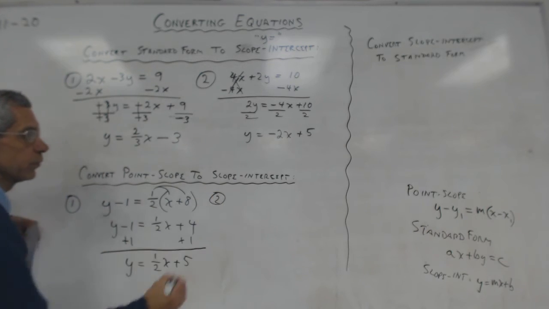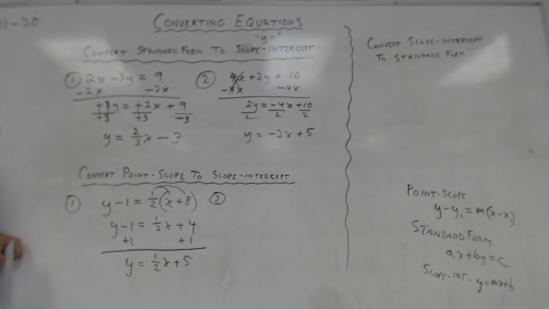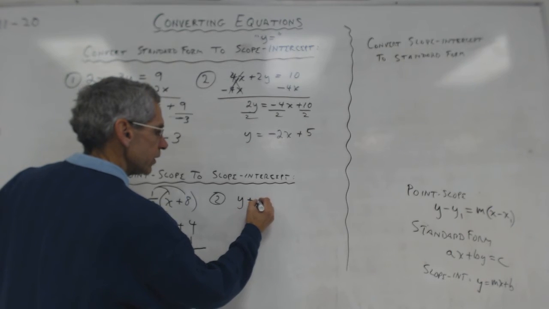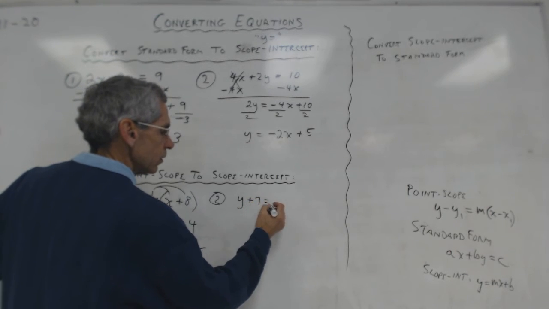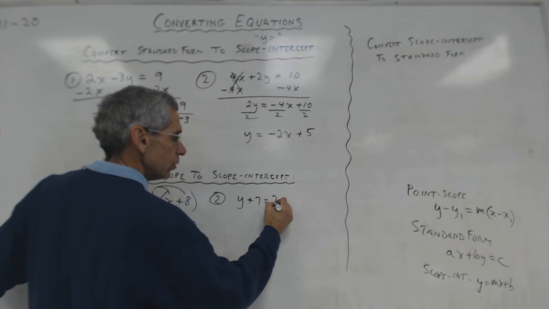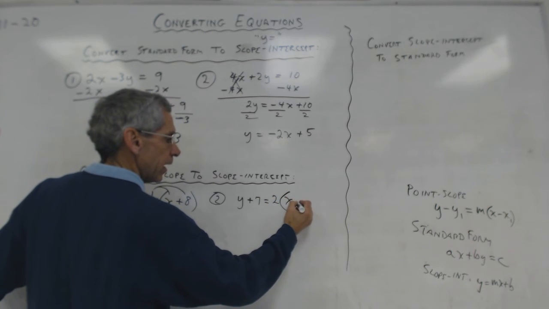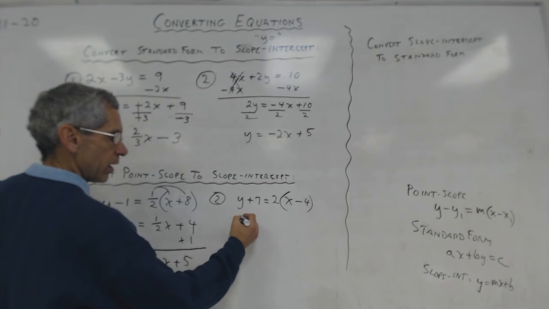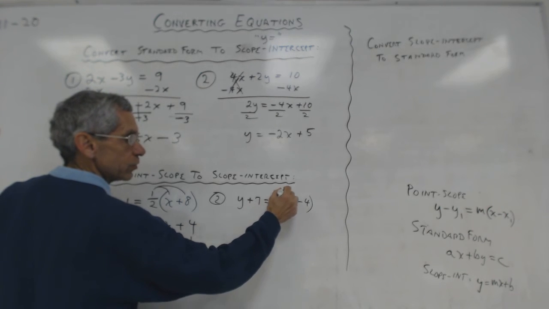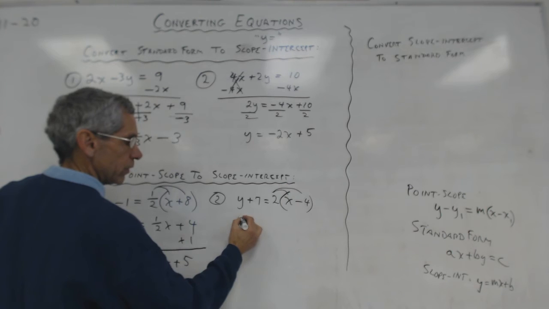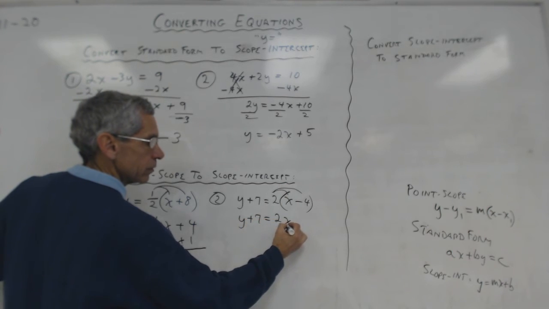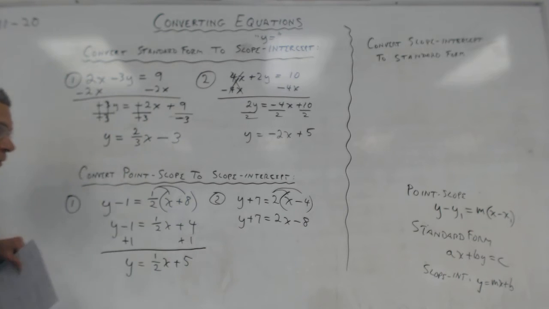I'll do one more example. Okay? Is it clear so far? It's pretty easy, right? Really. y plus 7 is equal to 2 parenthesis x minus 4. Okay, so I've got to do my distributive property. So I'll rewrite this. y plus 7 is equal to 2x minus 8.